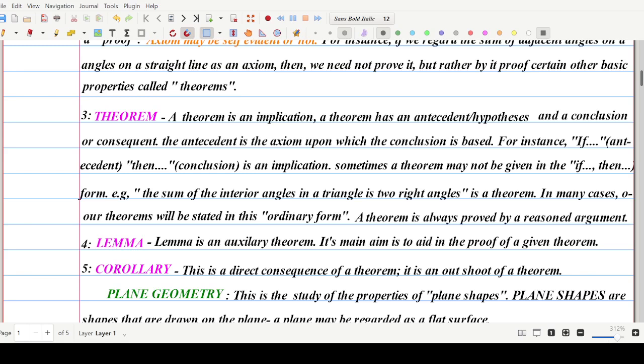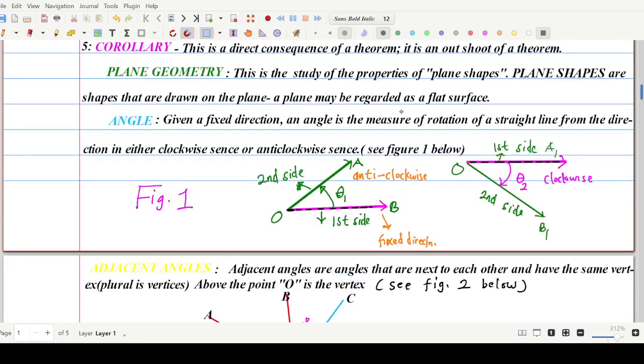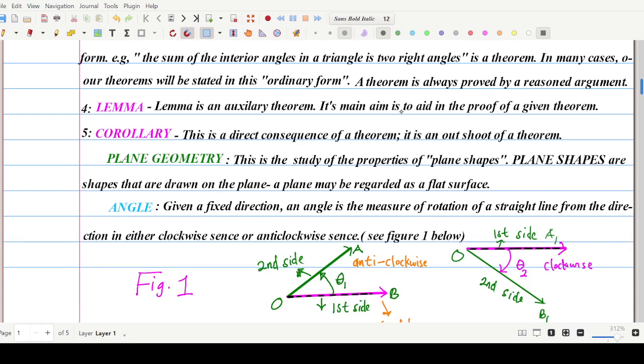The same way, sometimes when a theorem exists, there will be a kind of direct branching out of the theorem, and the name of that branching is called a corollary. So a corollary is a direct consequence of a theorem. It is an offshoot of a theorem. You can say it like that. So please make sure you take your time to go through this video so you can understand these terminologies, because we shall encounter them in the course of this study.